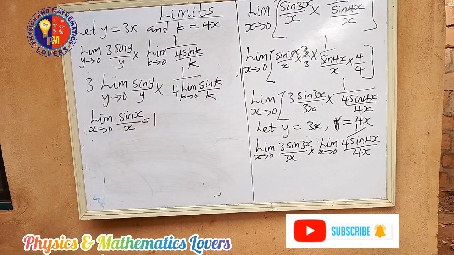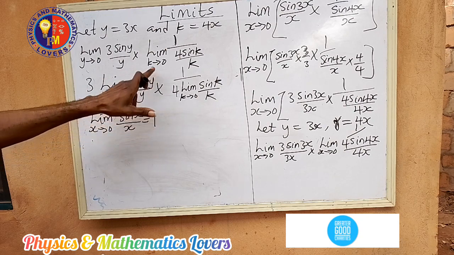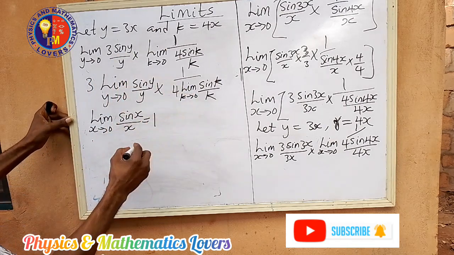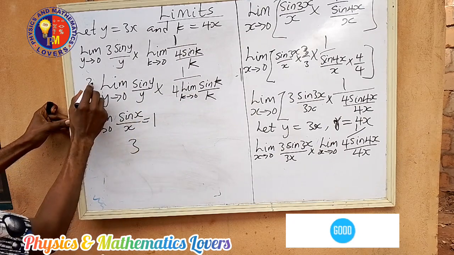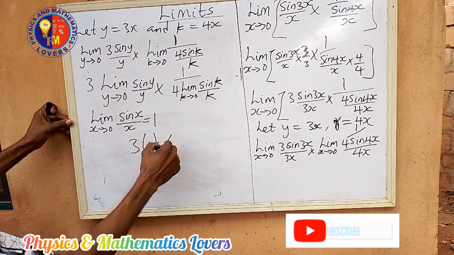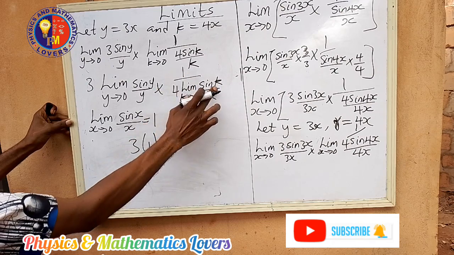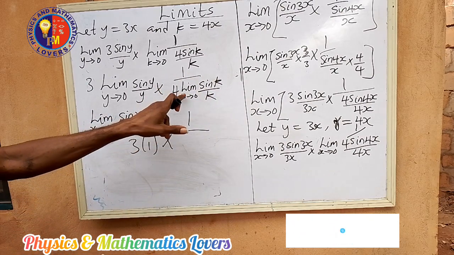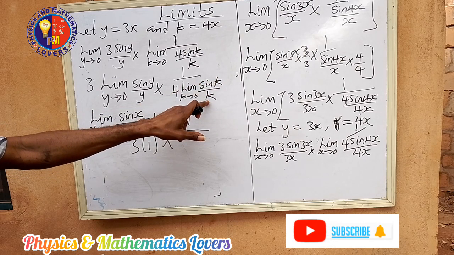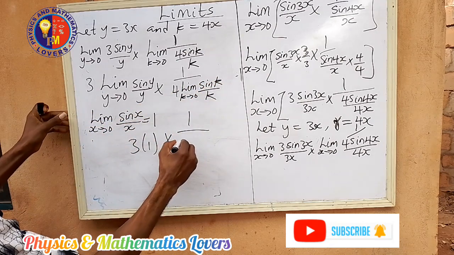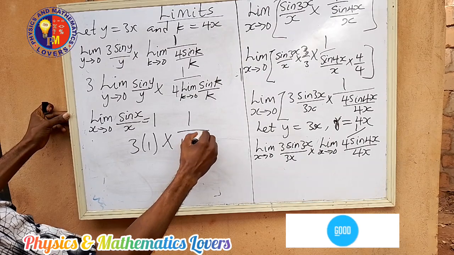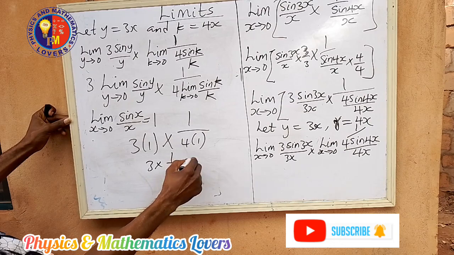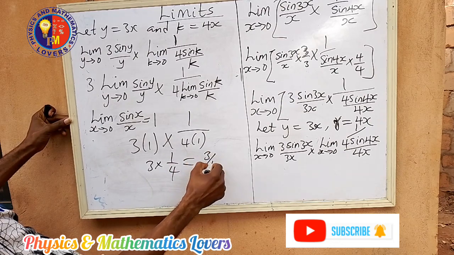So at this point, the limit of sine y all over y is 1. At the end of the day, this becomes 3 times 1, then times 1 all over the limit of sine k all over k, which is equal to 1, so 4 times 1. Which means we have 3 times 1 over 4. So my final answer becomes 3 over 4.